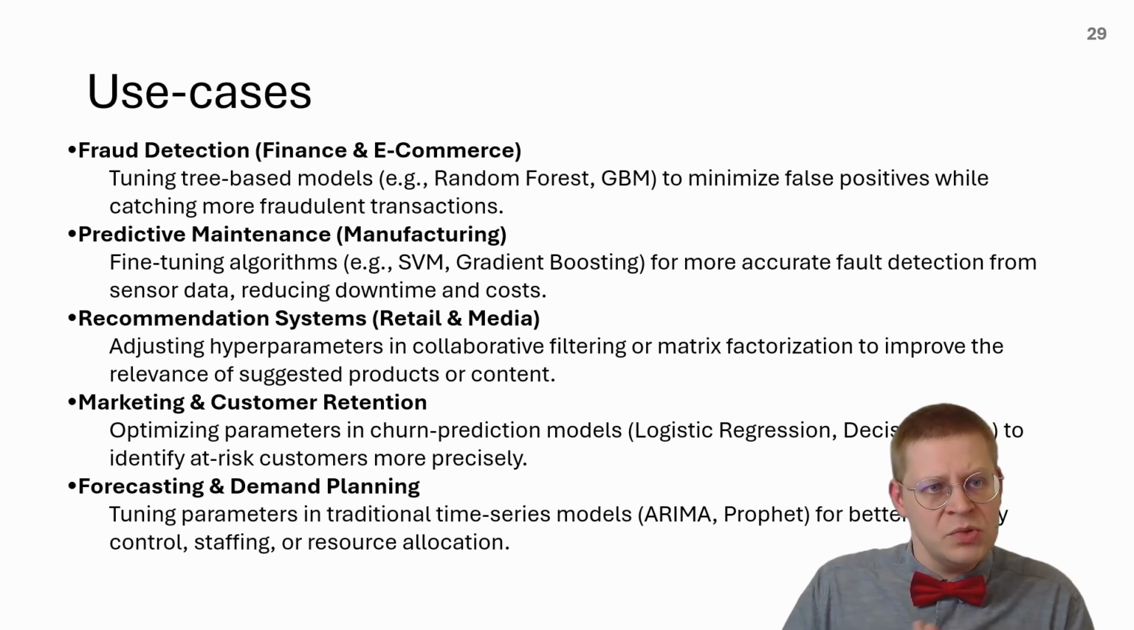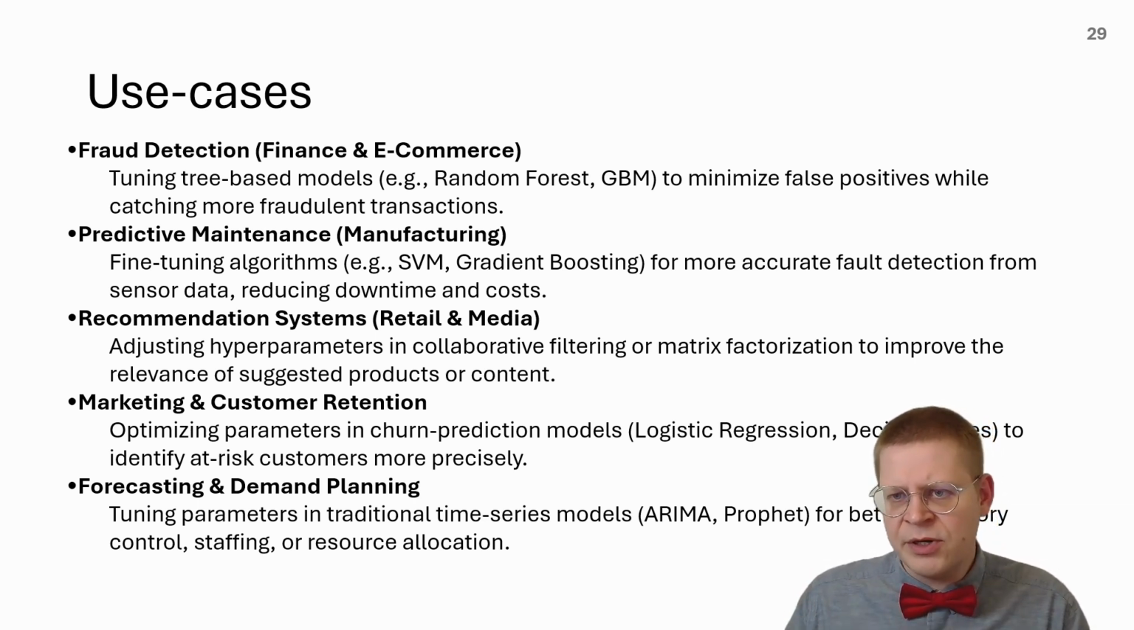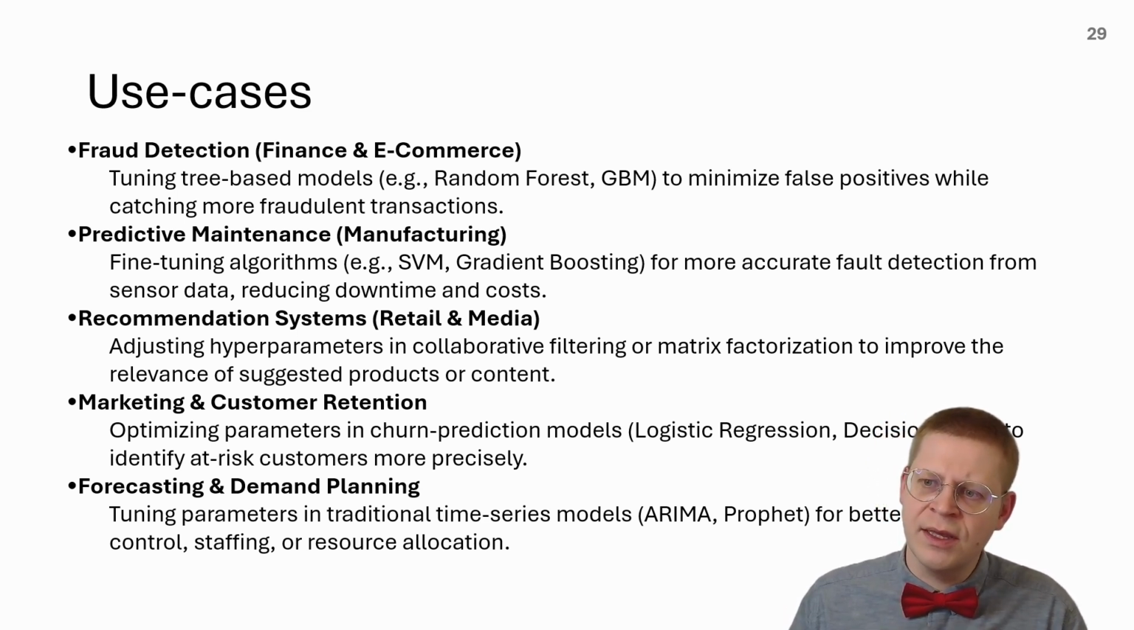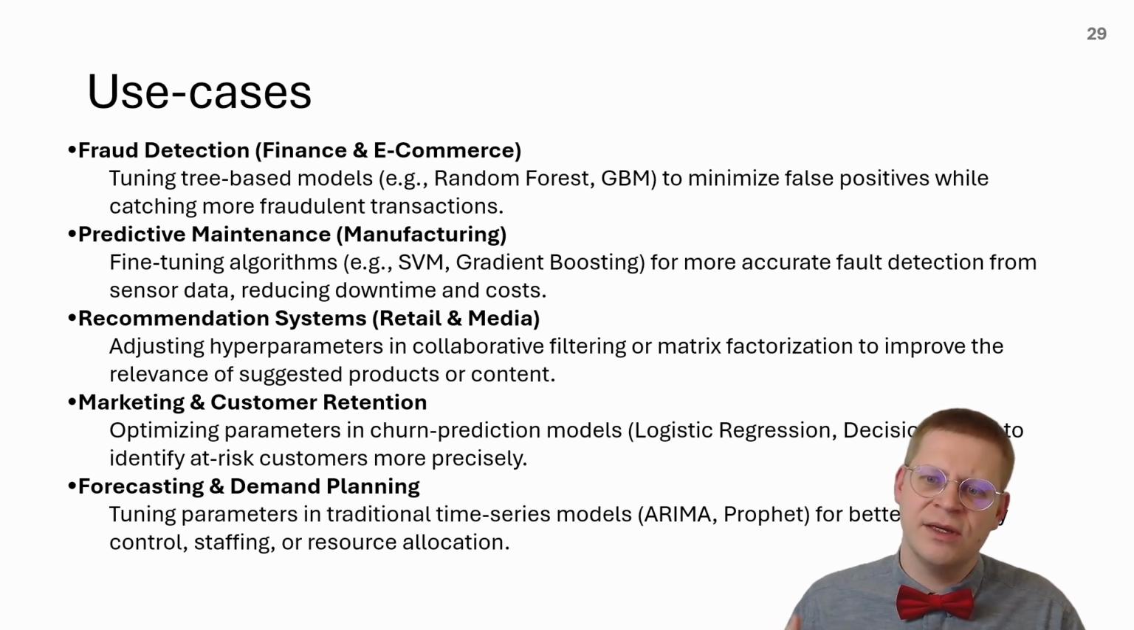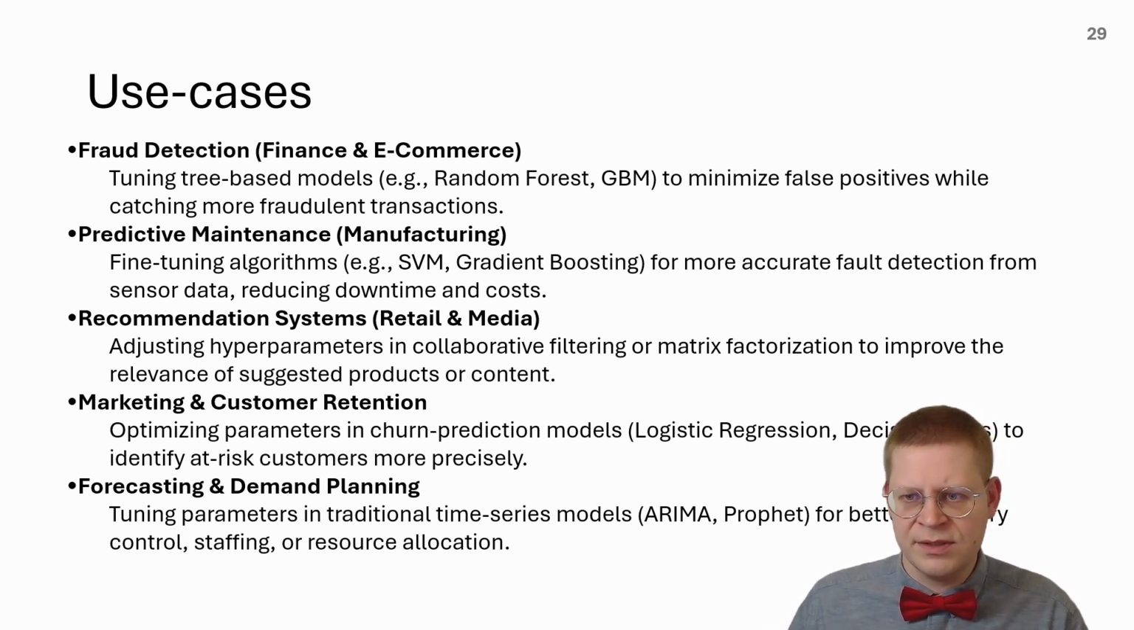But what are the use cases? Hyperparameter optimization isn't just about squeezing extra accuracy points in a lab setting. It drives real commercial value. For instance, a well-tuned fraud detection model can block fraudulent activity without frustrating too many legitimate customers. In predictive maintenance, precisely tuned algorithms can spot early signs of machinery failure, potentially saving thousands in downtime.